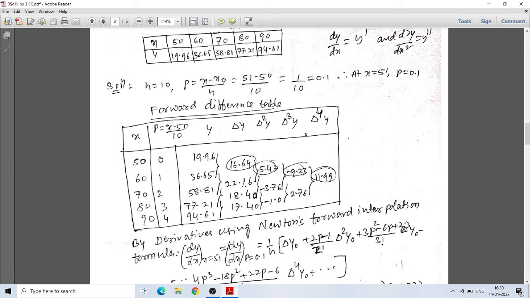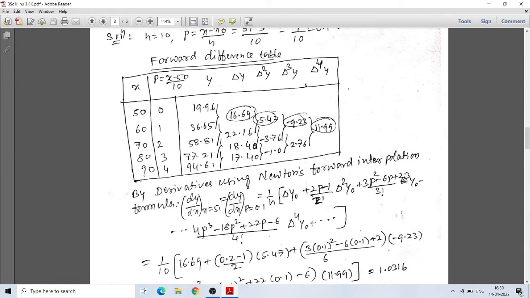Now the second order differences: 5.47, then minus 3.76, then minus 1.0. Then the third order: minus 3.76 minus 5.47 gets minus 9.23, and minus 1.0 minus of minus 3.76 is 2.6. This minus this will be 11.99. Then these are the delta square y naught value, delta cube y naught, delta to the power of 4 y naught.